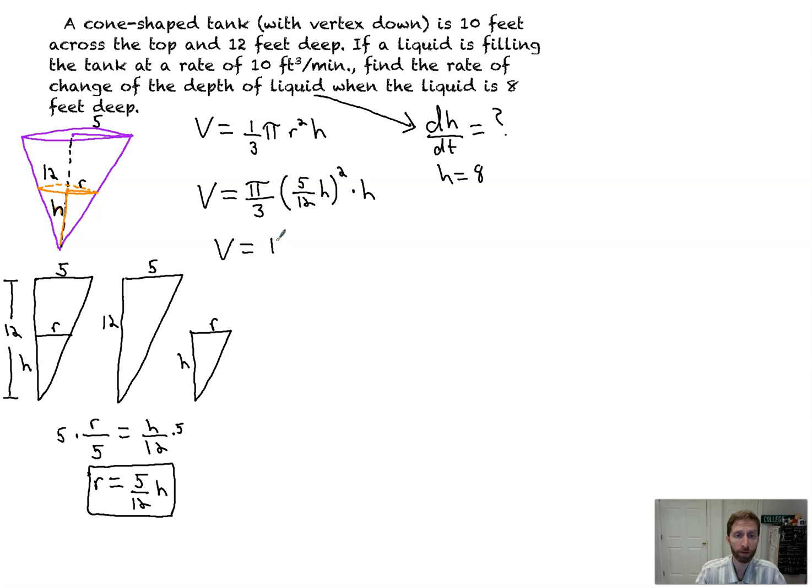So we've got pi over 3. I'm going to write this with some nice numbers here. That's 5 squared is 25, over 12 squared is 144. h squared times h is h cubed. Again, I have yet to take a derivative. This is all set up. So the volume is equal to 25 pi over 3 times 144, which I'll just leave as 3 times 144 because watch what's going to happen.